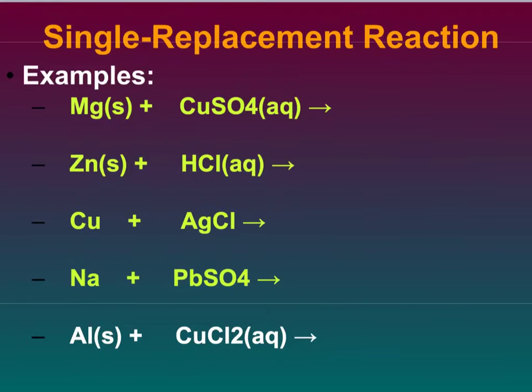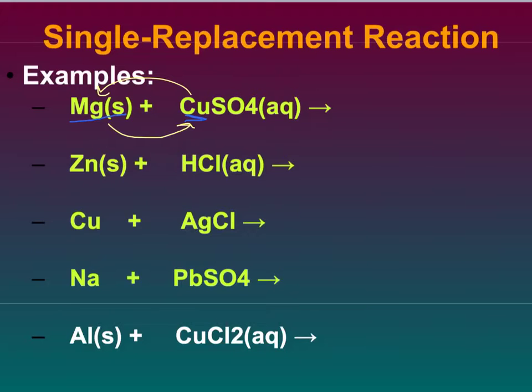What we're going to look at now is some single replacement reactions. First thing we're going to do is identify our metals. In this first example, we have magnesium plus copper sulfate. What I would recommend is underlining your metals. I have a metal by itself, which is magnesium. I have a metal in a compound, which is copper. These are my metals. They simply switch places.